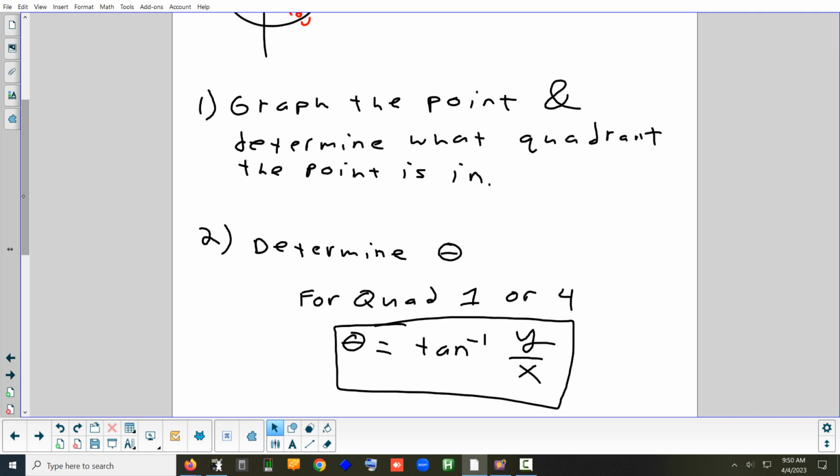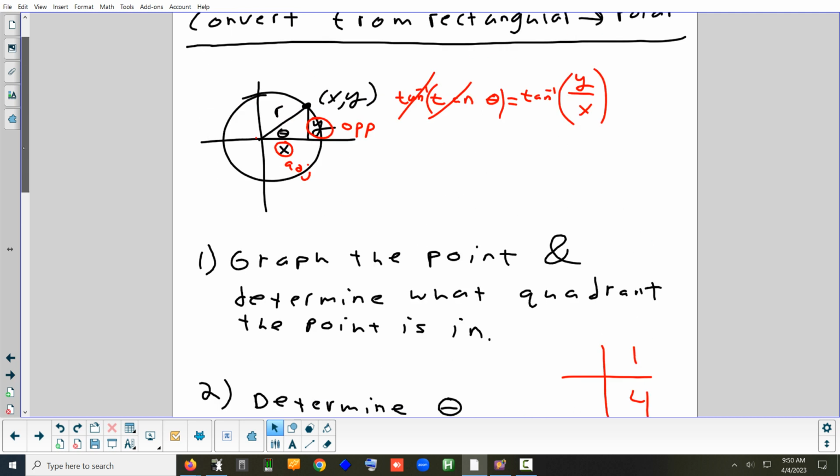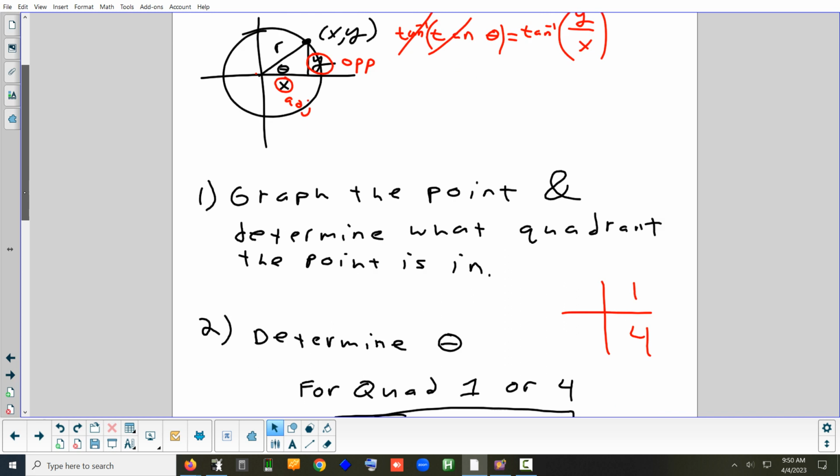So, first thing you want to do is, you don't have to graph it, but you do have to know the quadrant your point is in. And the reason the quadrant is important is not for the r. R is just Pythagorean theorem. You can do Pythagorean theorem in any quadrant. But if you want to find theta, in quadrants 1 and 4, it is exactly what we said. It's the inverse tangent of y over x.